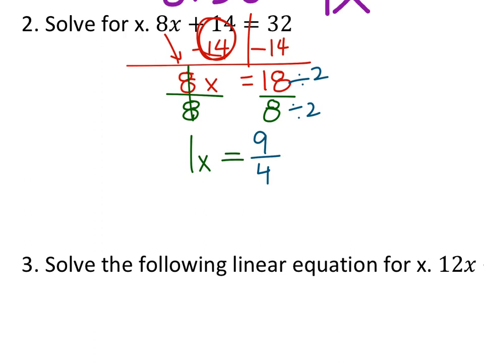All right, we're not finished with this problem yet either. So I've got to go to the original equation, 8x plus 14 equals 32. And I'm going to replace the x value.